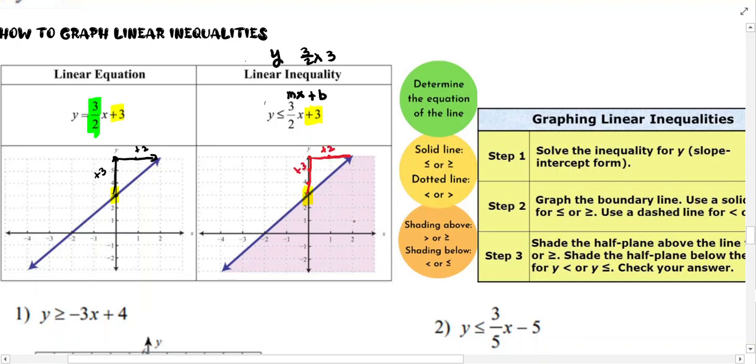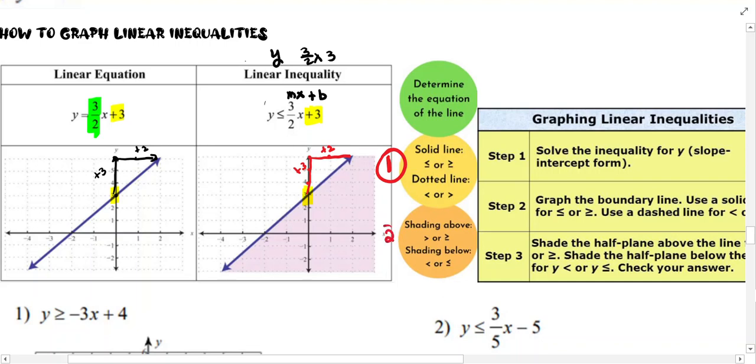Now what's different about inequalities is that now you have two decisions to make. Decision number 1, is it going to be a solid line or a dotted line? And that depends on the inequality. When you have the equal sign, it's a solid line. When you don't have the equal sign, then it's a dotted line.